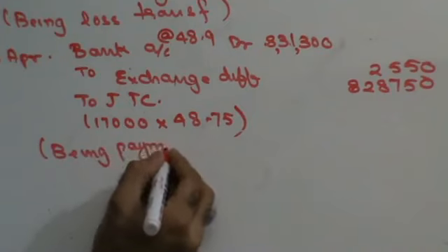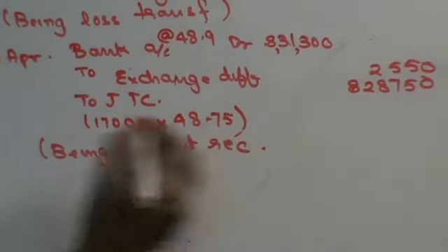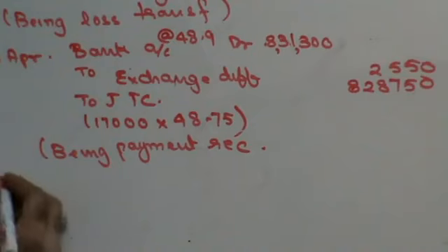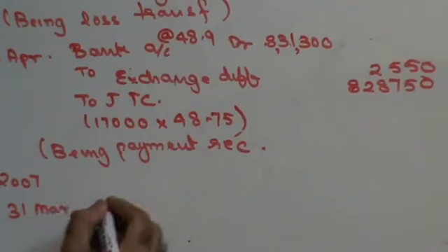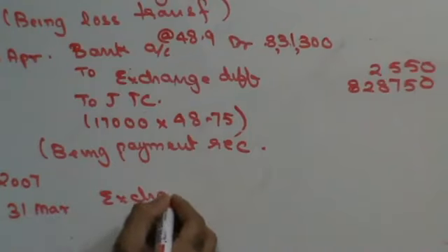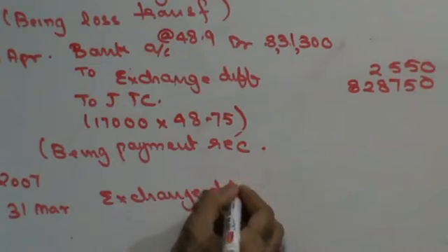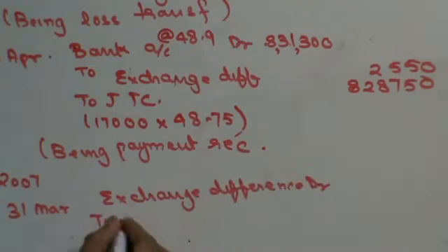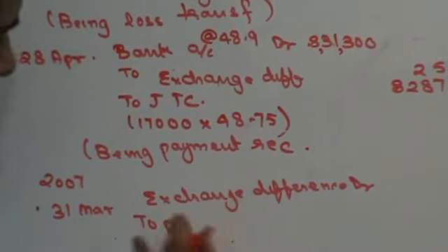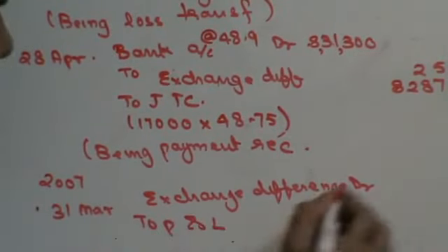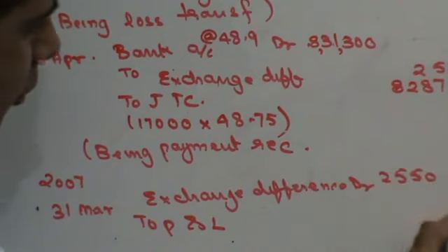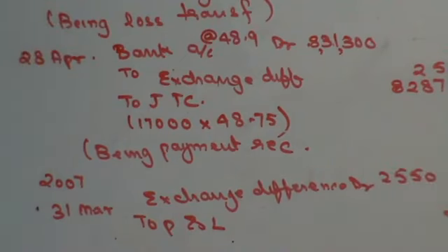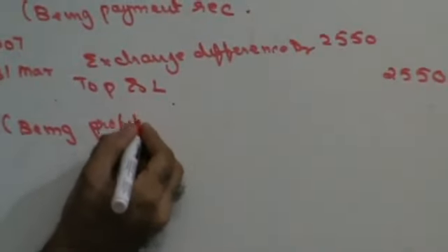Being payment received. This was 2006, 2007, 31st March. Transfer the profit to P&L. So this will be exchange difference account debit to P&L. Amount is 2550, being profit transfer.